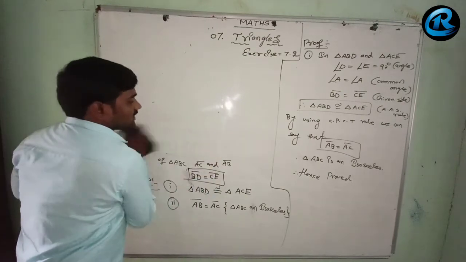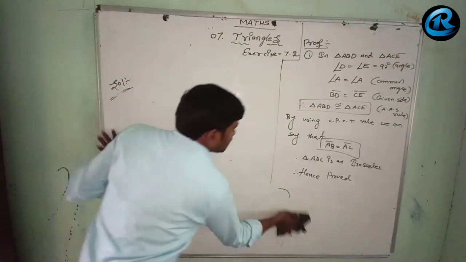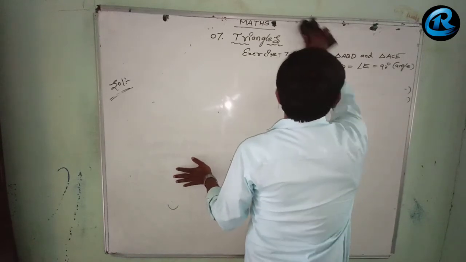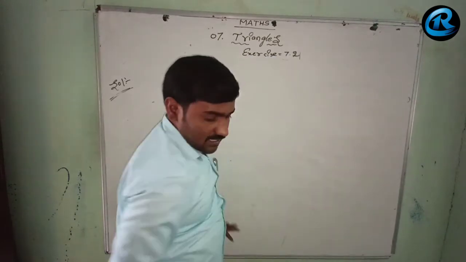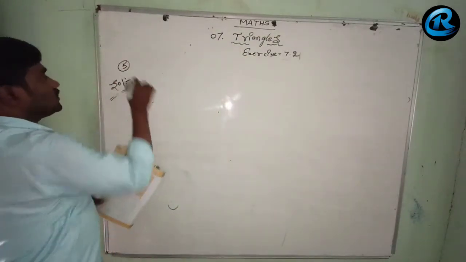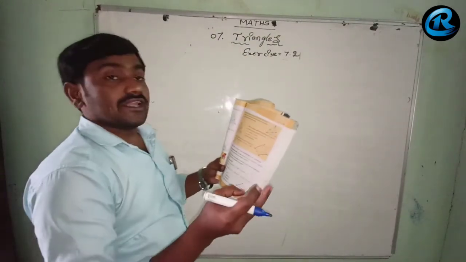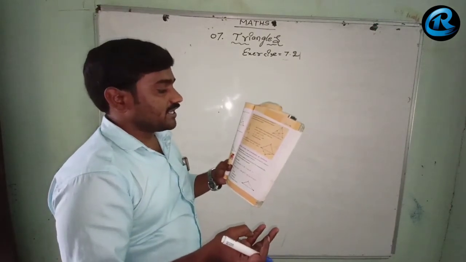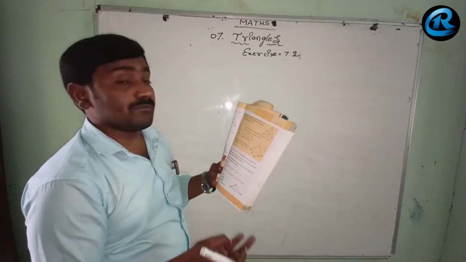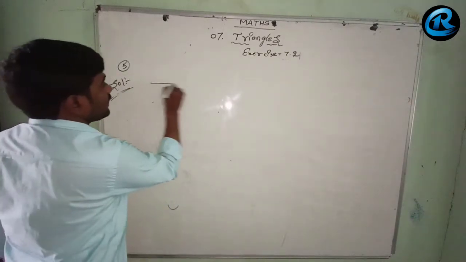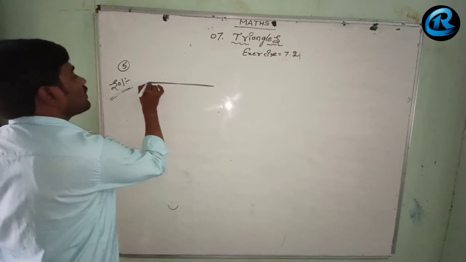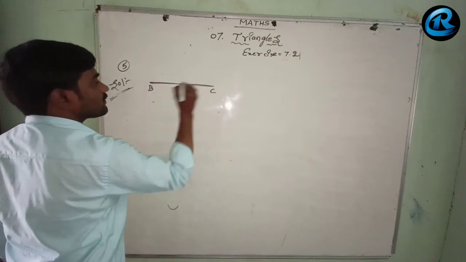So now the last one of this exercise, let's go for the fifth question. We'll solve the last question of this exercise, that is the fifth one. See, ABC and DBC are two isosceles triangles on the same base BC. There is a base here, same base BC. Let us write this is BC.